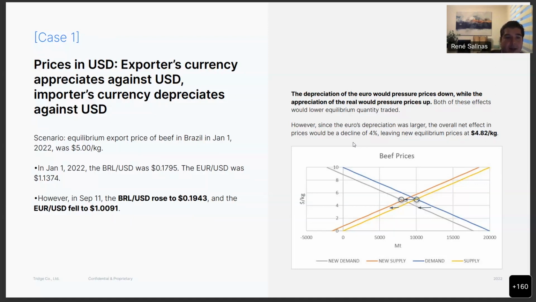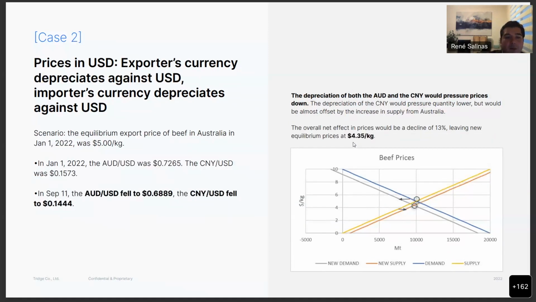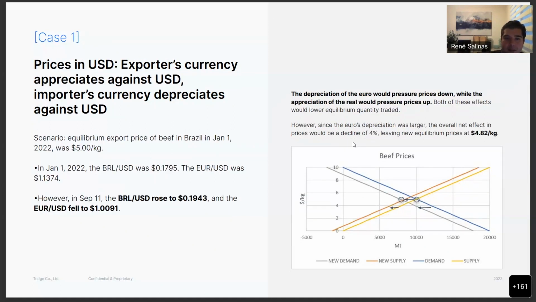Now, let's assume here in the slides you can see the price, which is $5 per kilo. So they needed that currency to buy that 1 ton of beef in January. Now, assume Europeans are willing to pay the same amount in euros as in January.